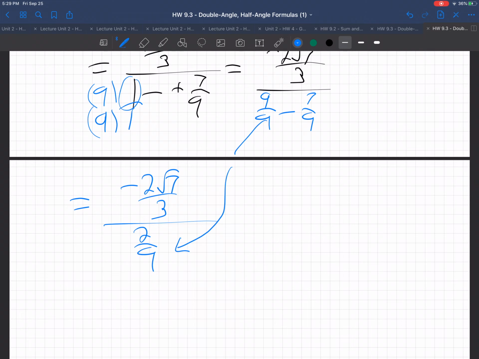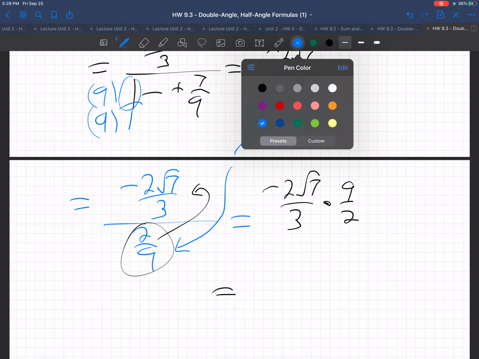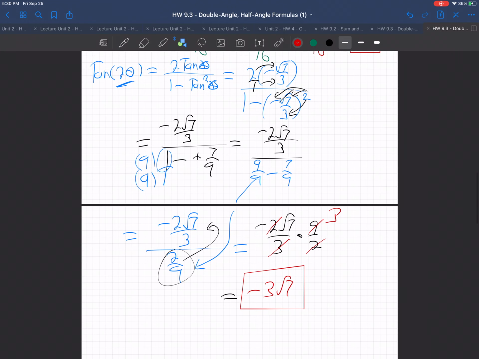2/9 down there equals, this problem is never ending, we're almost there, negative 2 root 7 over 3 times, you grab the denominator, flip it up, 9 over 2, right? Because dividing is upside down multiplying. So the way you divide by a fraction is you flip it and multiply by the upside down. Now how do you do that? You cross cancel. 3 goes into 9. 3 times 2 cancels 2. Minus 3 root 7. Everything else is canceled. Whew. There it is. The exact value for the tangent of 2 theta.